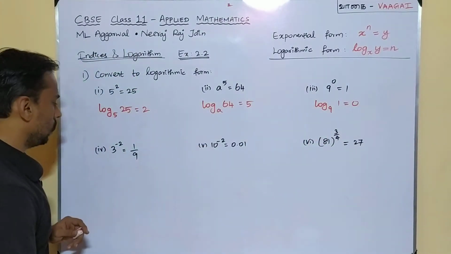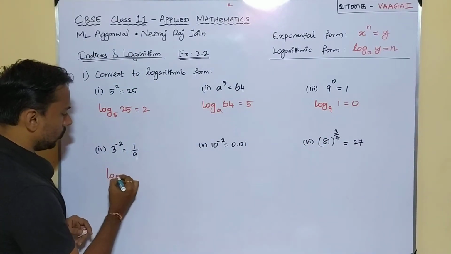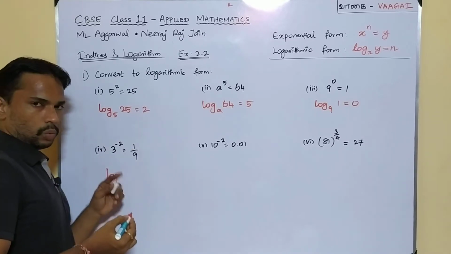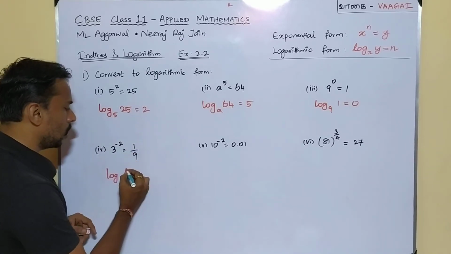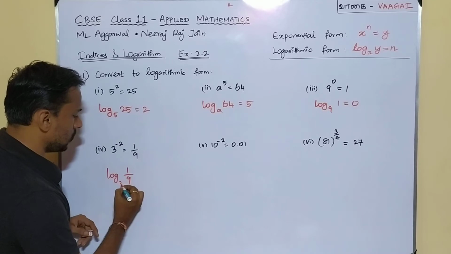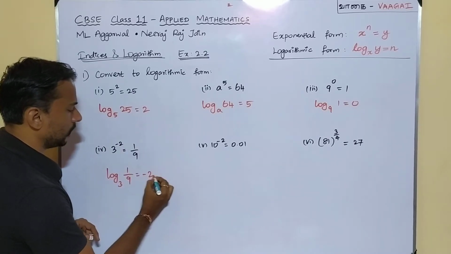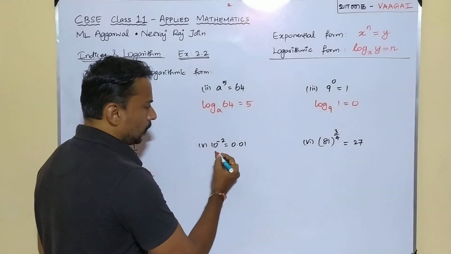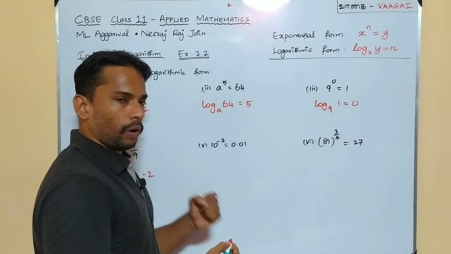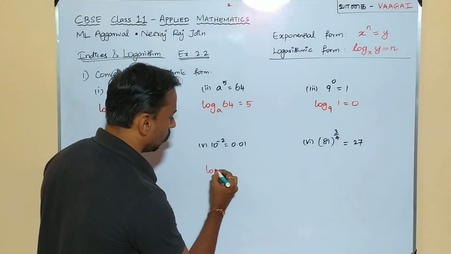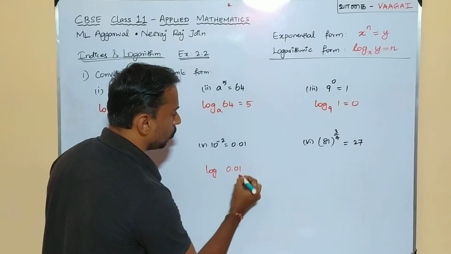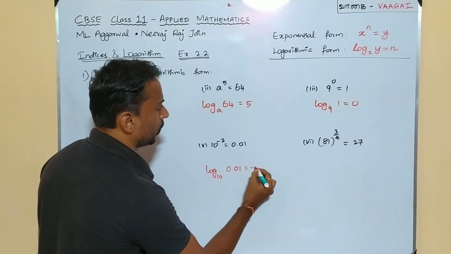Next we have 3 power minus 2 is equal to 1 by 9. That means log of 1 by 9 to the base 3 will be equal to the power, which is minus 2. Next we have 10 power minus 2 is equal to 0.01. That means log of 0.01 to the base 10 is equal to minus 2.